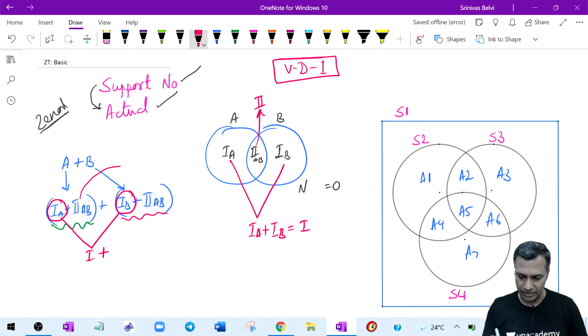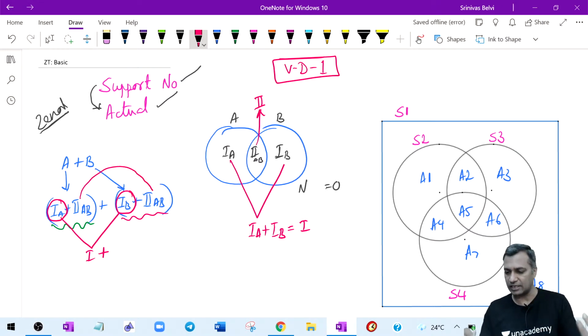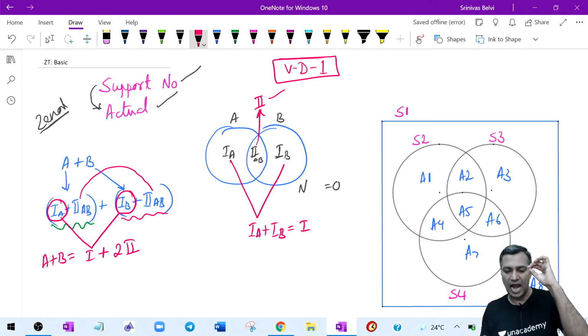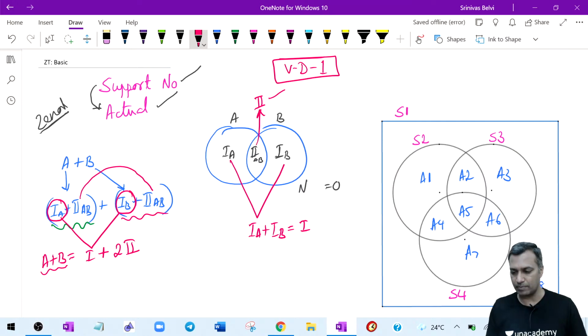Now these two terms put together, 2AB plus 2AB, is nothing but 2 times region 2. Therefore, if you add 2 support numbers, observe this: if you add 2 support numbers, A and B, what were these? These were the support numbers in the Venn diagram.